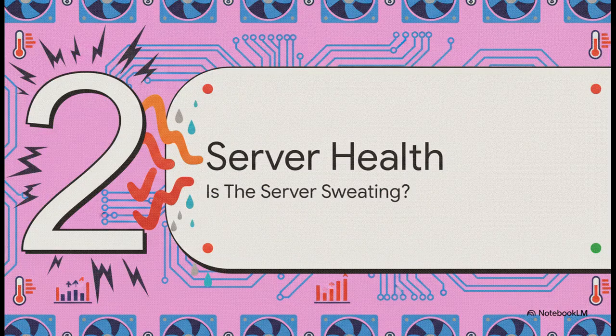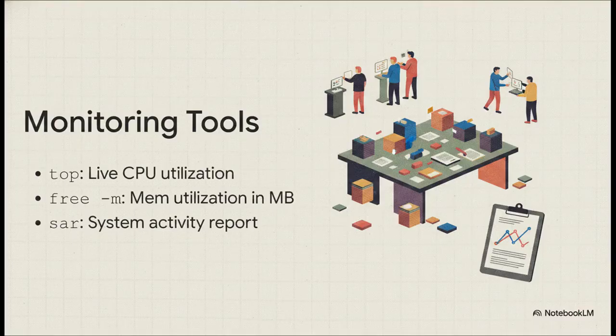Moving into Section 2, Monitoring Server Health. Basically, we need to know, is the server sweating? When traffic spikes unexpectedly, you need to know exactly how much pressure the system is actually under. A great way to think about this is imagining your CPU as your office workers and your memory as your desk space. The top command gives you live CPU utilization, showing you exactly how incredibly busy your workers are in real time. Meanwhile, free -m displays your memory utilization in megabytes, telling you exactly how much desk space those workers have left to operate.